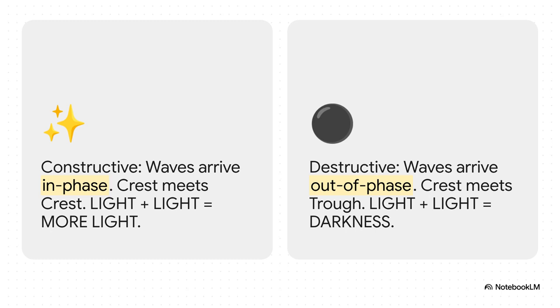When that happens, they add together and you get a bigger, brighter wave. That's called constructive interference. Light plus light equals more light. Totally makes sense. But possibility 2, the waves arrive totally out of sync, out of phase. The crest of one wave lines up perfectly with the lowest point, the trough, of the other. And what happens then? They completely cancel each other out. And that is destructive interference. That is how light plus light equals darkness.